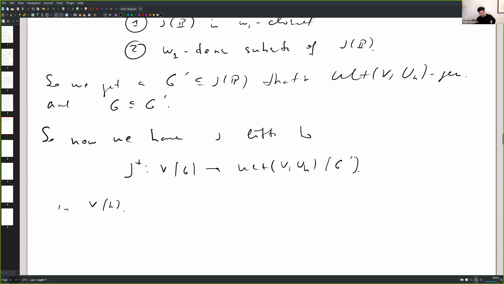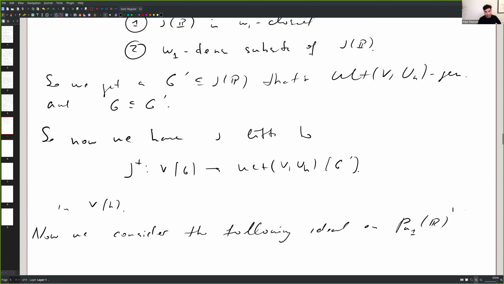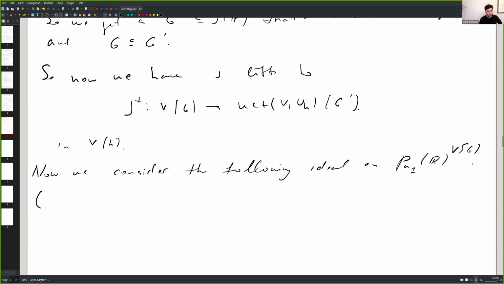Okay, so finally, what is my ideal that's going to be dense? So now we consider the following ideal on P omega 1 of R of V[G]. Which, by the way, because we didn't add any new countable sequences, G was omega closed, we have that this is the same as this.